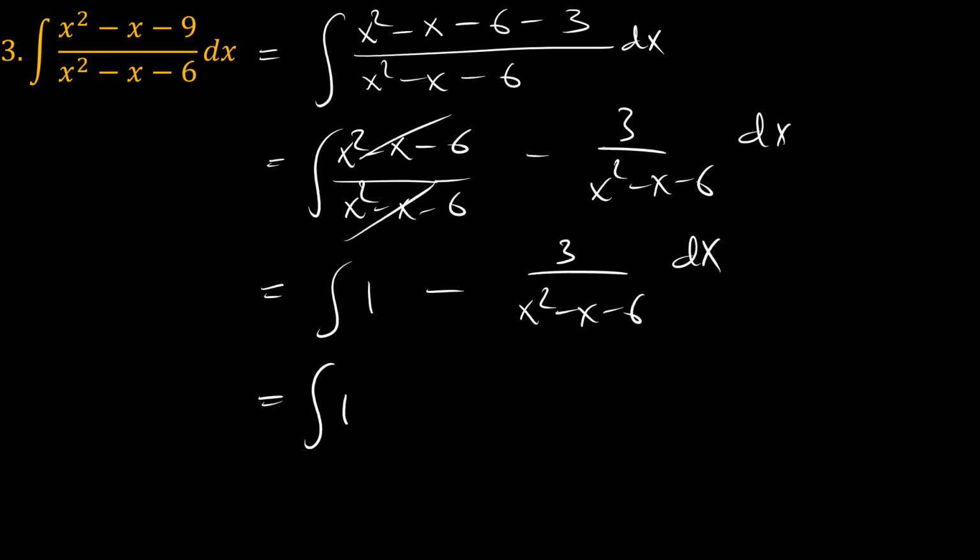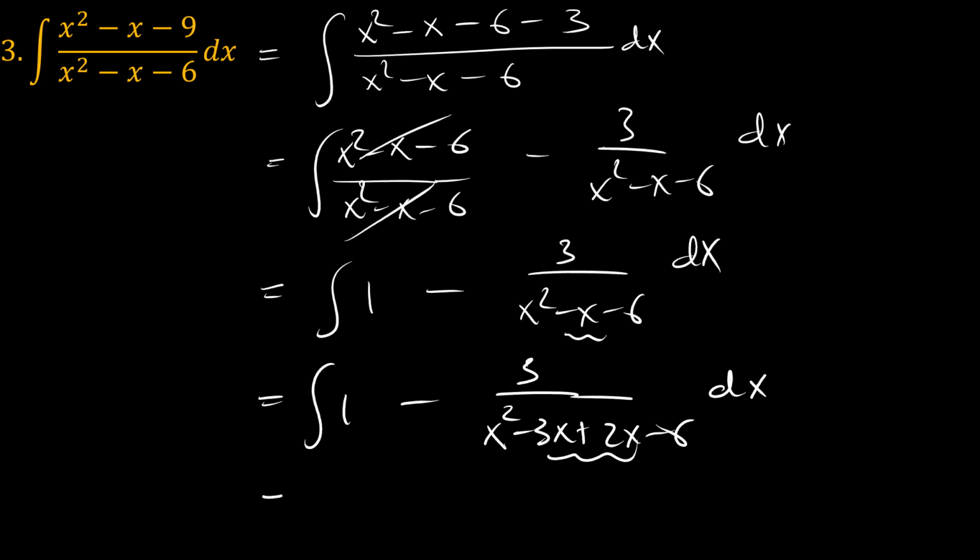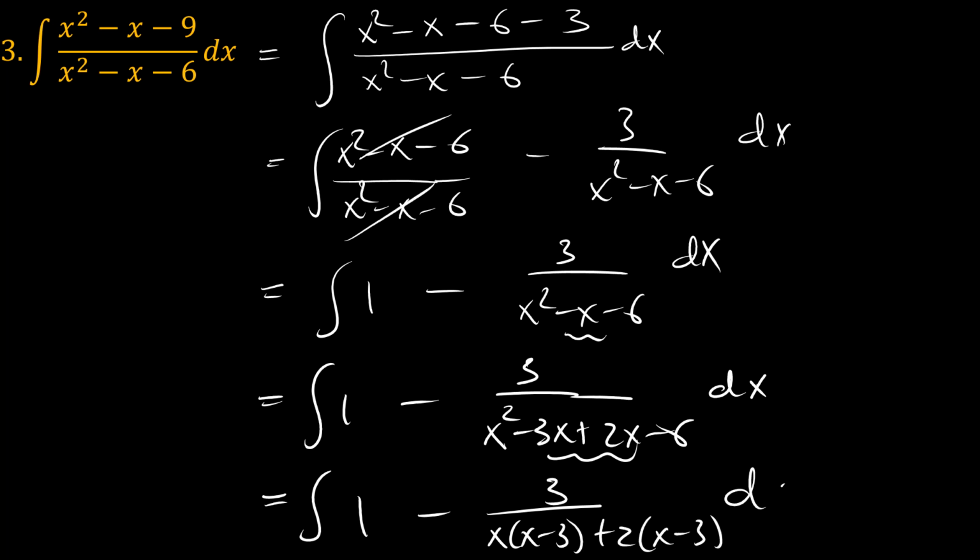And so we have 1 minus 3 over x squared minus 3x plus 2x minus 6, because we want to factorize that denominator. So we have the integral of 1 minus 3 over x minus 3, x plus 2 dx. We can now factorize that nicely.